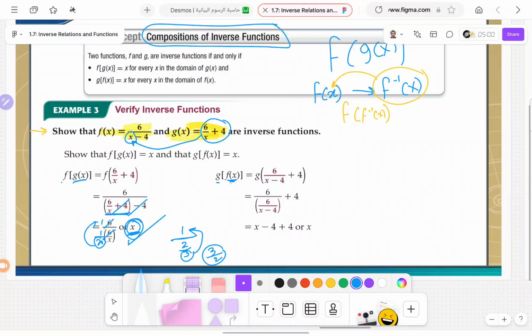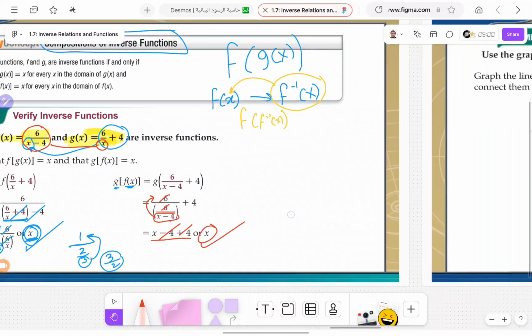Now let's replace f of x inside g of x. It means I will take all of that and replace it in x here. So this is what you can see. I just replaced f of x inside g of x. Now let's simplify this. As you can see, we can cancel this 6 with this 6 here, and this term becomes up. So now the expression becomes x minus 4 plus 4. Then we cancel 4 with negative 4, so the final answer is equal to x. Did I get x? That means the inverse is correct.